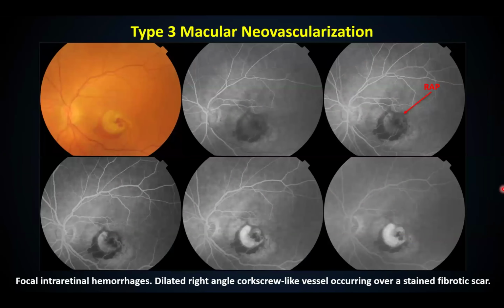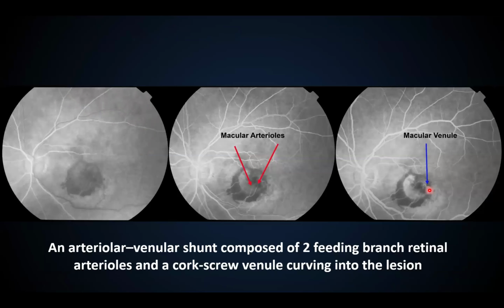So when we dig into the details, we can see the RAP lesion here, and the slow filling and staining of the fibrotic scar, and not to be missed with PED because it would be hyperfluorescent. So it was slow staining of this scar tissue. Also in the details, we can see the arteriovenular shunt composed of two feeding branch arterioles. Here they are, coming from the macular arteriole, and a corkscrew venule coming out of it.